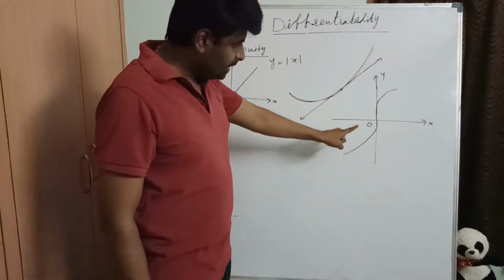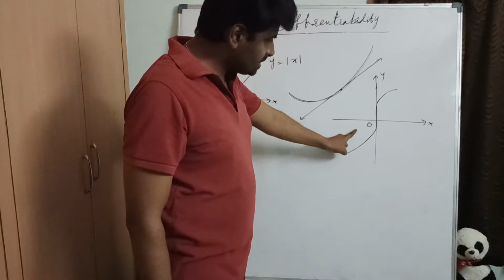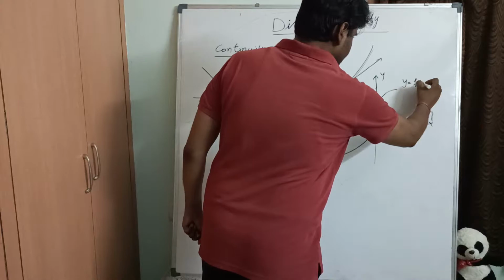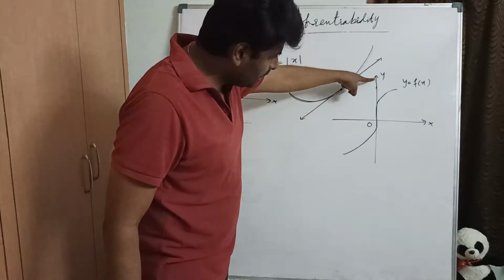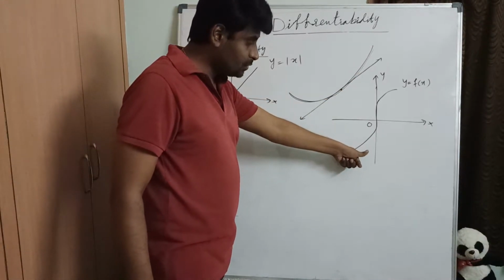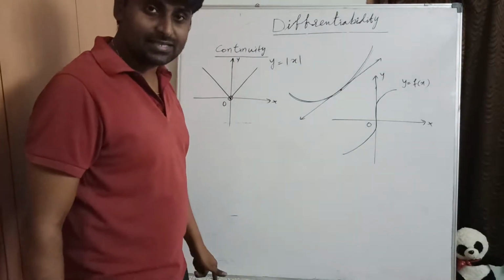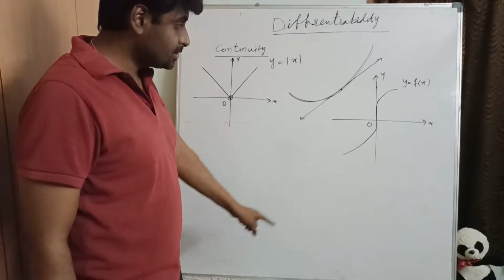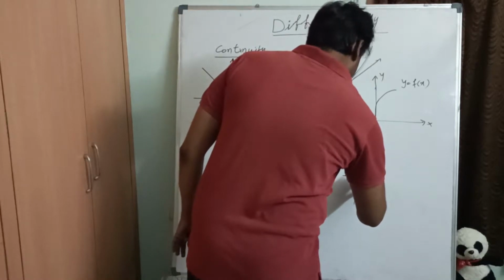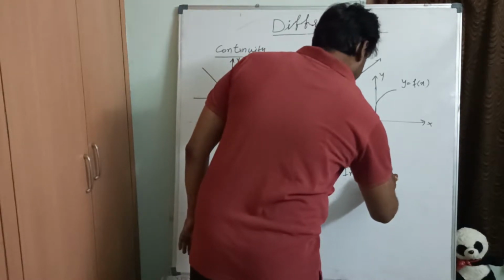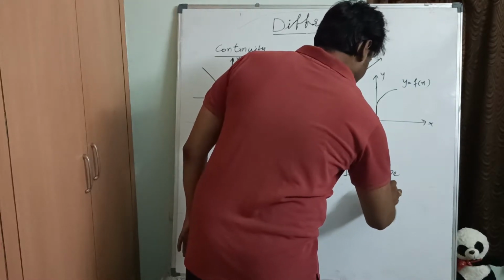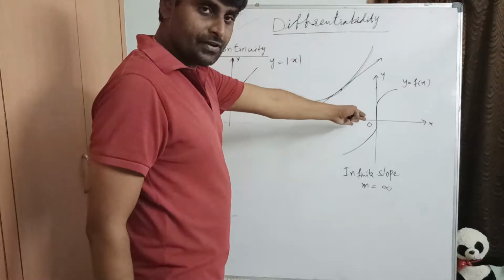Similarly, if you observe this graph, y equal to f of x, this curve has one vertical tangent. Whenever the tangent is vertical, what is the slope there? The slope is infinite, the slope is undefined. So here we can write infinite slope. Since m is undefined, it is not differentiable.